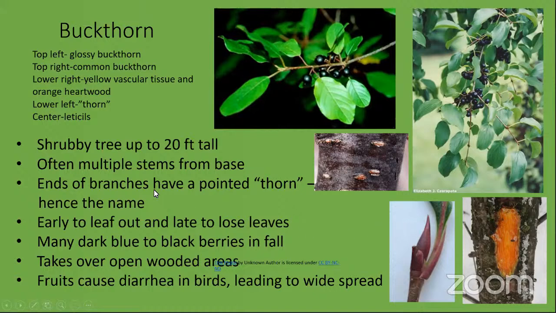It also often has multiple stems coming from a base. It can get up to 20 feet tall. It's early to leaf out before many of our other native plants. And like I said, if you walk through the woods now, the buckthorn will probably still have green leaves on it. It takes over open wooded areas like crazy, spreads really fast, and the fruits cause diarrhea in birds, leading to a widespread, far and wide.